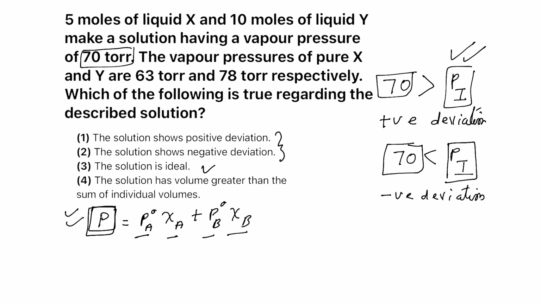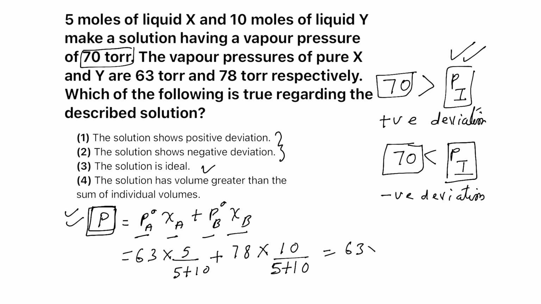Now it is a matter of calculation, right? Do fast. In a single step you have to do it, okay? And now first one you can take as A, second one you can take as B, okay? So first one, what is the pressure? 63 into chi A means what? Na by Na plus Nb. So what is that? Na by Na plus Nb plus what is PB standard? It is 78 into Nb by Na plus Nb. Correct, right? Okay, so what are you going to get? 63 into 5 by 15 plus 78 into 10 by 15.